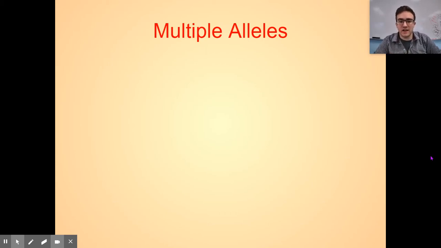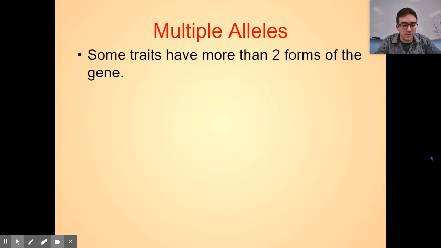So, we're going to keep talking about non-Mendelian traits and genetics, and part of that is when we get traits that have multiple alleles. Up to this point, we've only been working with two different versions of a trait: red or white, tall or short, pea shape round or wrinkled. But we can have traits that have more than two different versions of it.